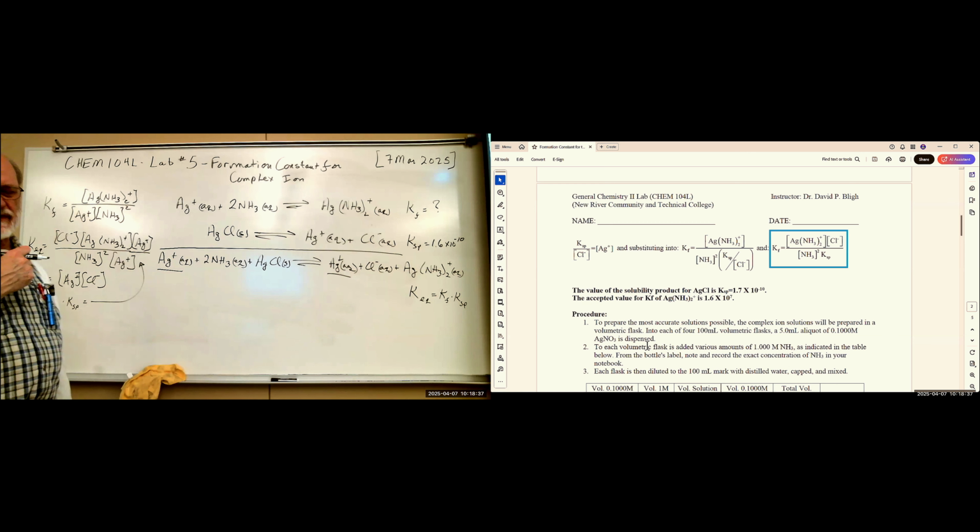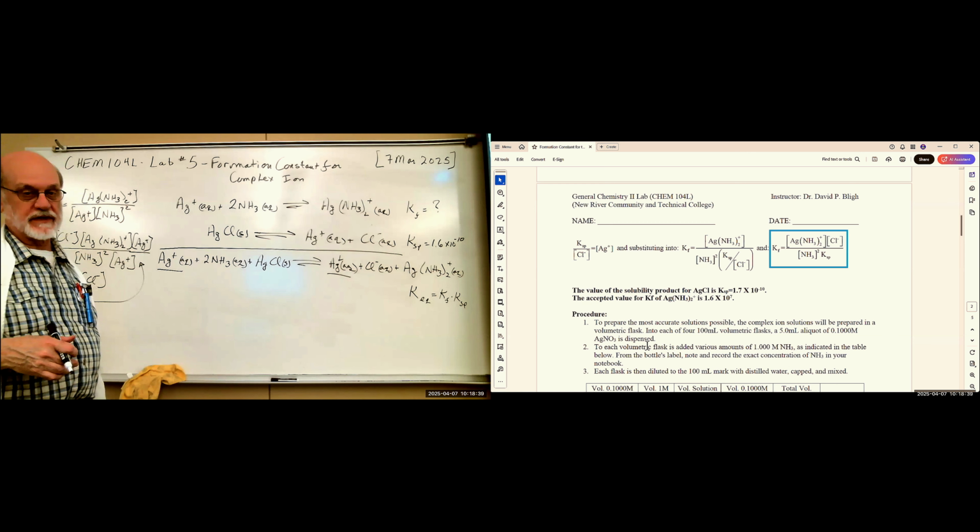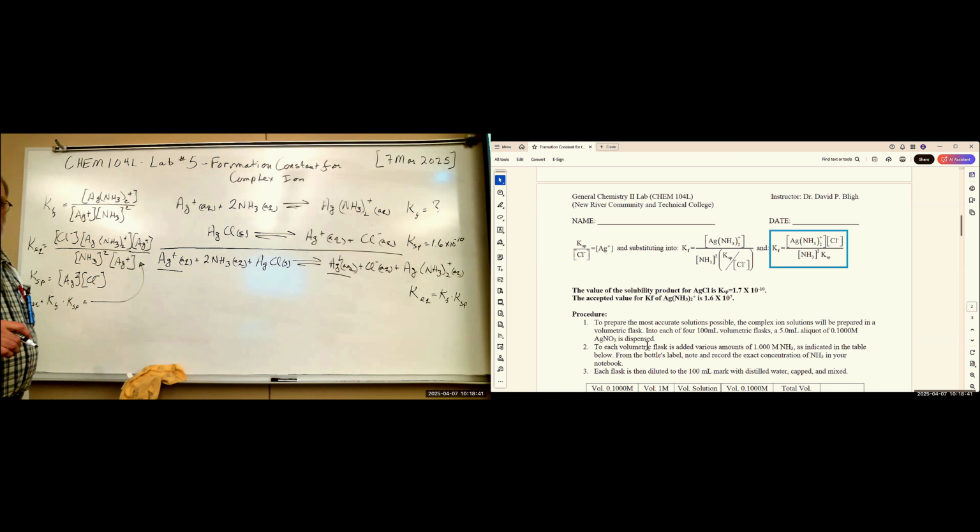I think I'm going about this the long way around. I'm going around the barn several times. We want to get KSP in here somewhere. So where's KSP? Well, KSP should be, if we say silver here is equal to KSP divided by chloride, like that, then we can substitute this one in here.